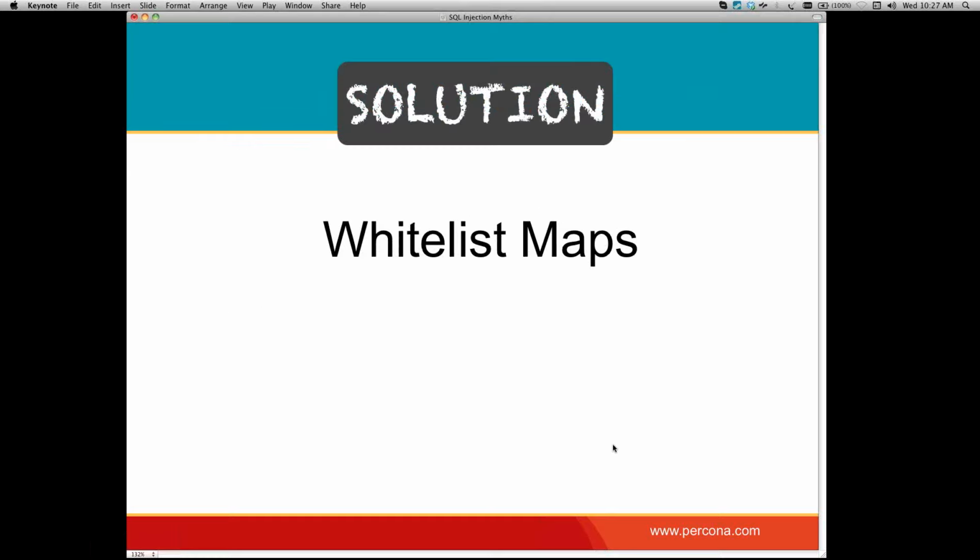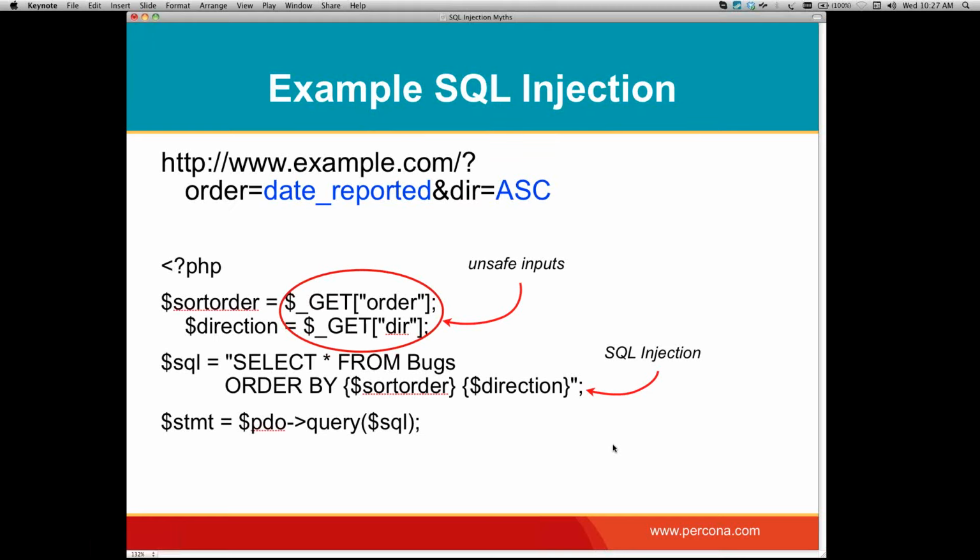So what do we do for those cases? My solution is what I call whitelist maps. This can be done in many programming languages, but I'll show you the example that I use in PHP, just because PHP is so widely used. In our example where we want to order by a user-specified column and in a user-specified direction, our SQL injection susceptible example is that we copied those values from the input of the application and interpolate them directly into the query, and that's not safe.